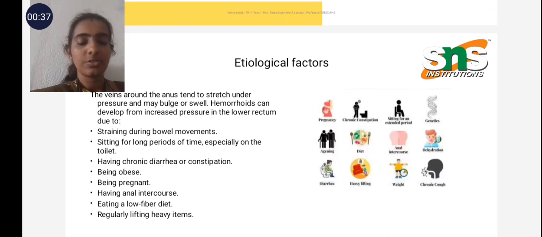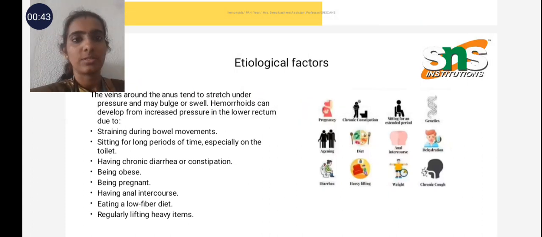So now we are going to see the etiological factors affecting hemorrhoids. The etiological factors means the causes that induce hemorrhoids. The veins around the anus tend to stretch under pressure and may bulge or swell. Hemorrhoids can develop from increased pressure in the lower rectum due to straining during bowel movements or sitting for a prolonged period, especially on a toilet, and having chronic diarrhea or constipation, being obese, being pregnant, having anal intercourse, eating a low fiber diet, and regularly lifting heavy items.